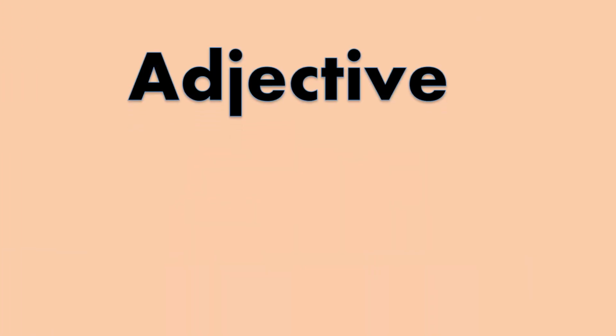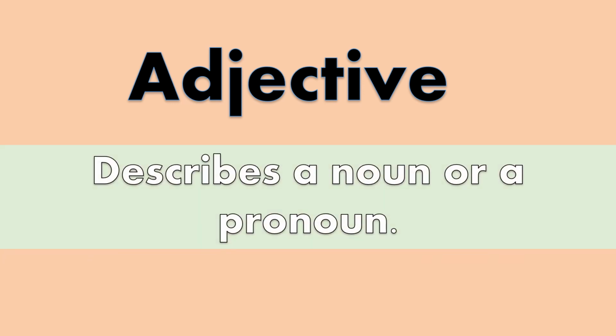Number 4. Adjective. An adjective describes a noun or a pronoun in a sentence. For example, he wore a brown jacket. Here, brown describes the color of a jacket. So, brown is an adjective.